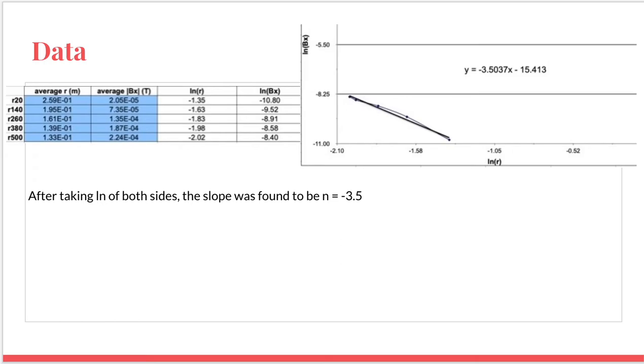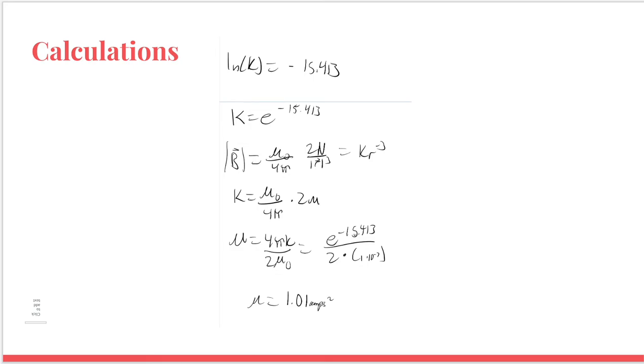And after taking the natural log of both sides, the slope was found to be -3.5, which is a bit below the predicted -3 value. Here are my calculations done by hand.